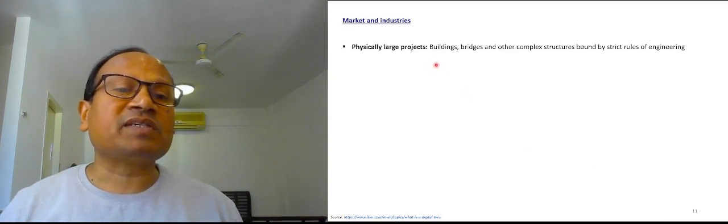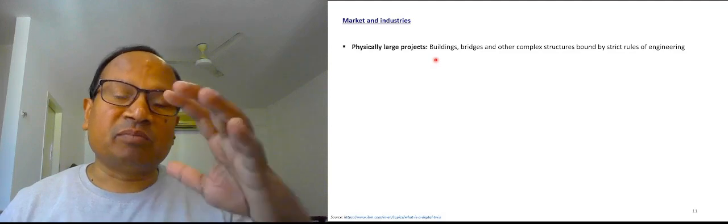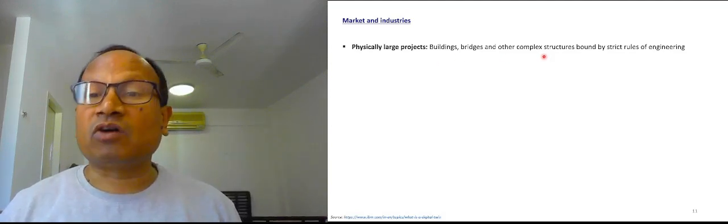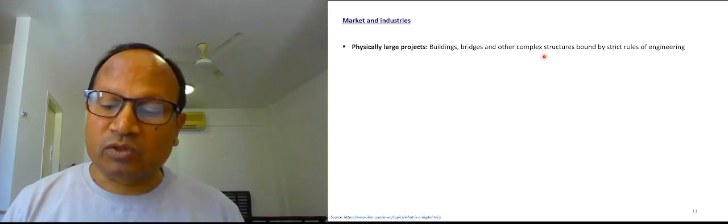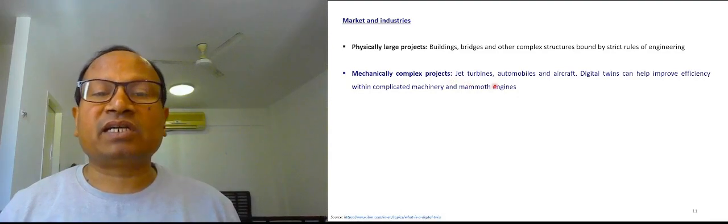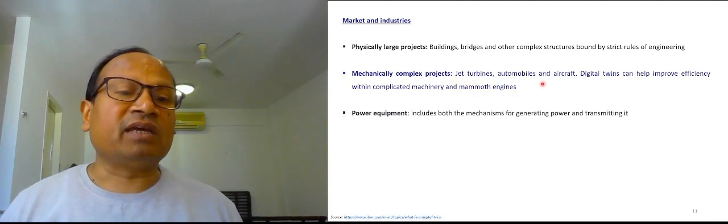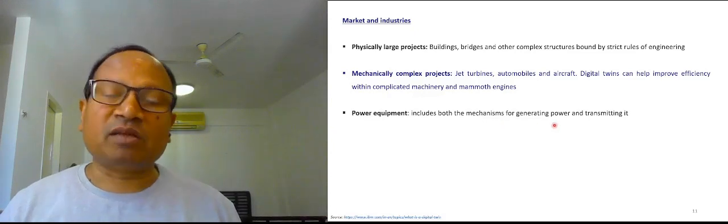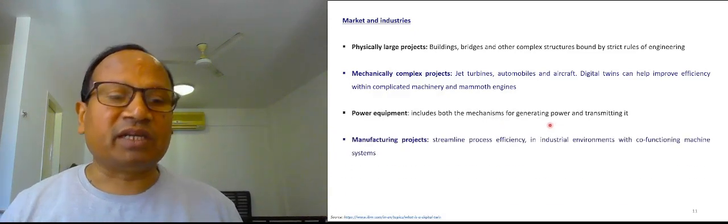Marketed industries, physically large projects. There are a number of applications. Physically large projects like buildings, bridges, and other complex structures bound by strict rules of engineering. Similarly, mechanically complex projects like jet turbines, automobiles, and aircraft. Power equipment that includes both mechanisms for generating the power and distributing and transmitting it.